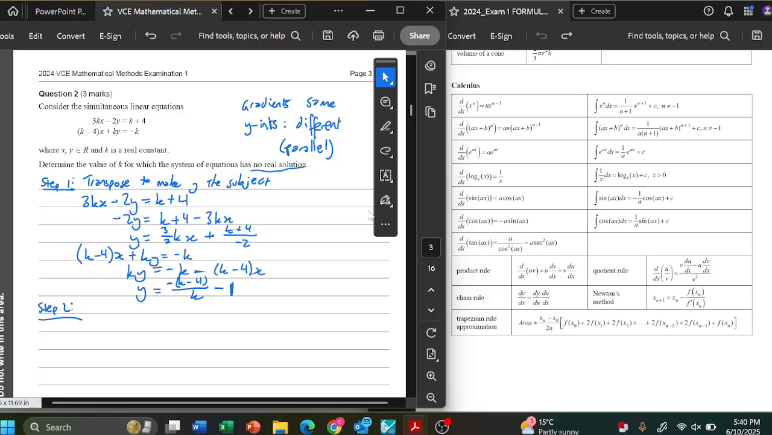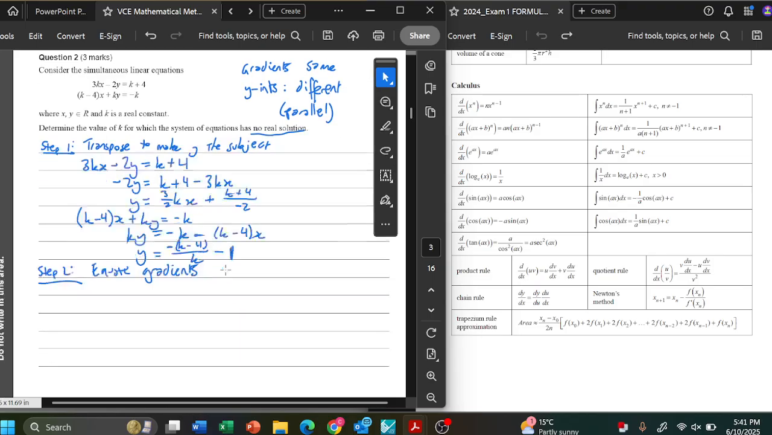So step 2, once we've transposed these two equations to make y the subject, we're now going to equate the gradients, right? Again, if the two equations have the same gradient as one another, they're either the same line, in which case there are infinitely many real solutions, or they're two different lines with two different y-intercepts, in which case they are parallel to one another. So let's equate the gradients.